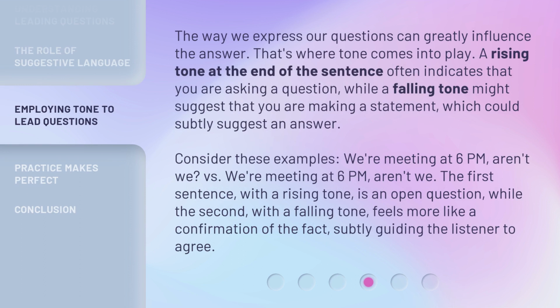The way we express our questions can greatly influence the answer. That's where tone comes into play. A rising tone at the end of the sentence often indicates that you are asking a question, while a falling tone might suggest that you are making a statement, which could subtly suggest an answer. Consider these examples. We're meeting at 6 p.m., aren't we? Versus we're meeting at 6 p.m., aren't we? The first sentence, with a rising tone, is an open question, while the second, with a falling tone, feels more like a confirmation of the fact, subtly guiding the listener to agree.